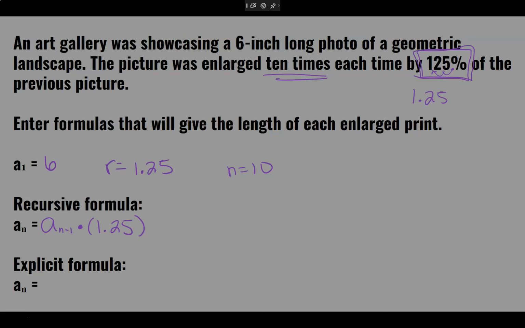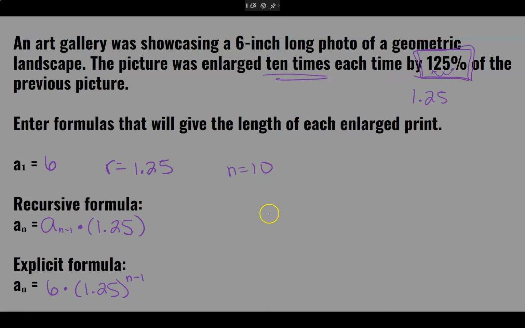Exactly. All right, our explicit formula, what do I need? Now I need the 6, my first term. Am I going to add or multiply the ratio? Multiply the ratio. And what's the exponent going to be for this ratio? N minus 1. So it didn't actually ask me what it was going to be. It just asked for the formulas. But if it did ask me how large will it be in the end after being enlarged 10 times, you could plug in the 10 and figure that out.